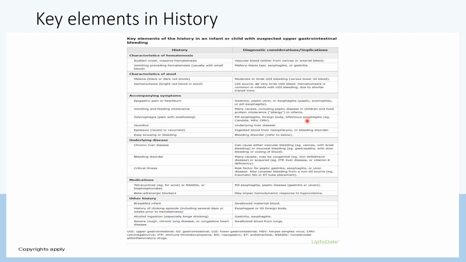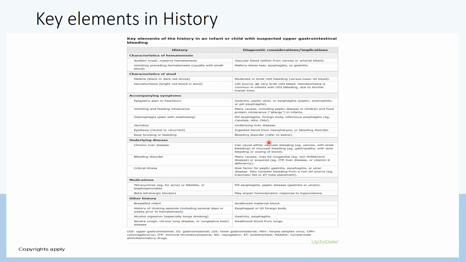Epistaxis, recent or recurrent, would result in ingested blood from the nasopharynx or bleeding. Easy bruising or bleeding suggests a bleeding disorder, which will be referred to separately. Underlying disease: if there's a chronic liver disease, it can cause various vascular problems.